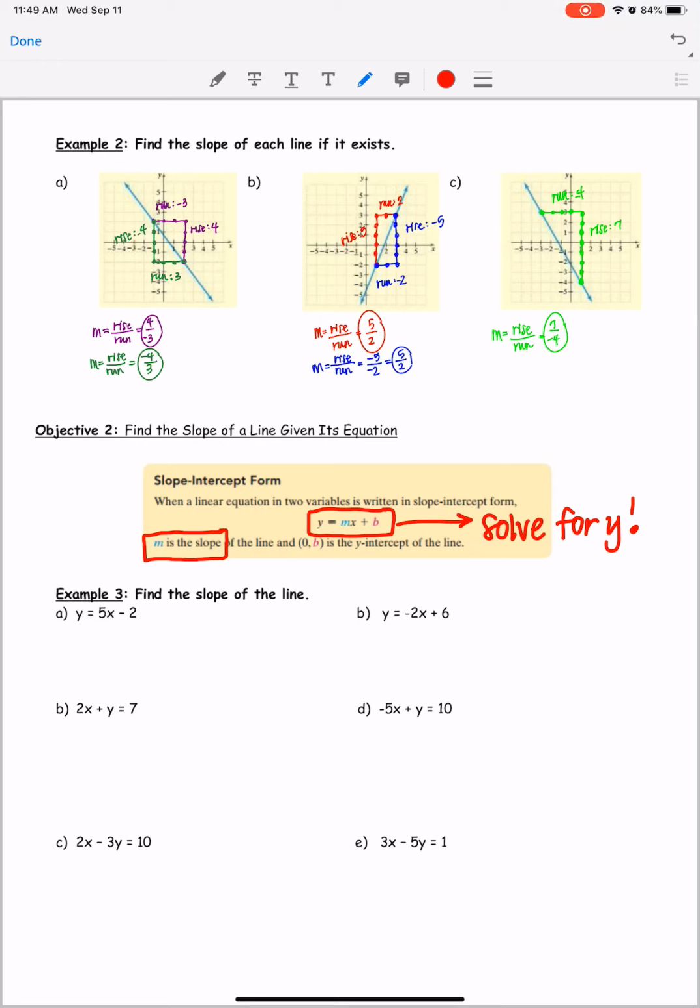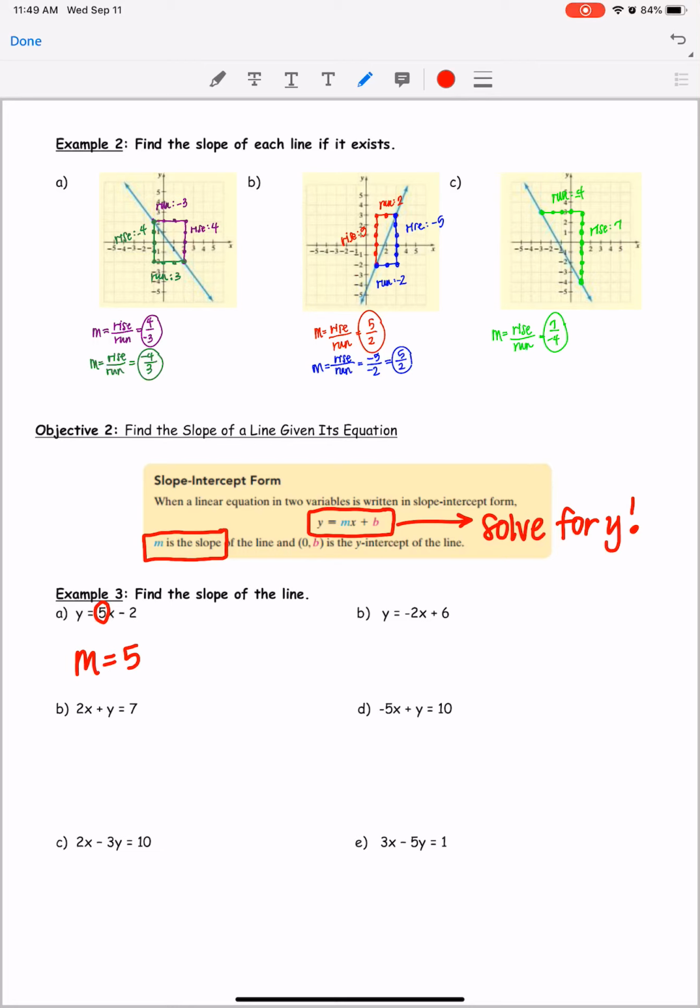So in example 1, is this in this form here? Has it been solved for y? Well, yes, it has. You have y equals, y is by itself. So then your slope is whatever's in front of this x. So in this case, my slope is simply 5. Now, this is perfectly fine for your answer.